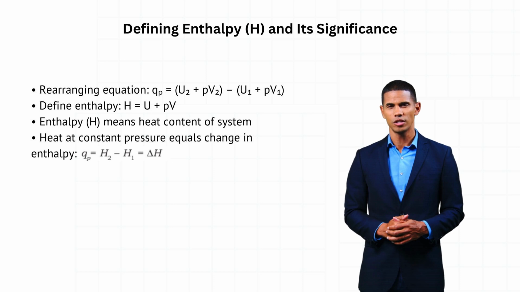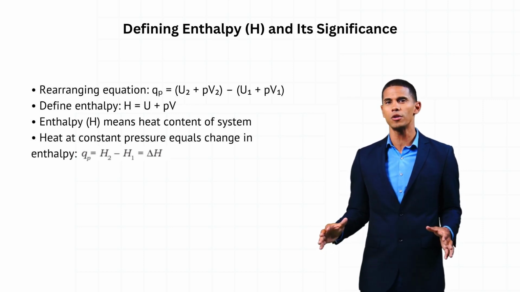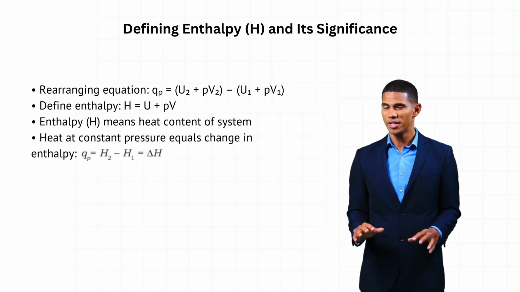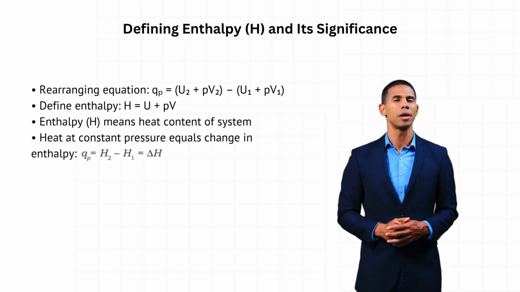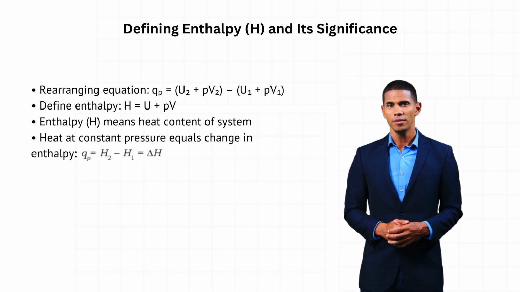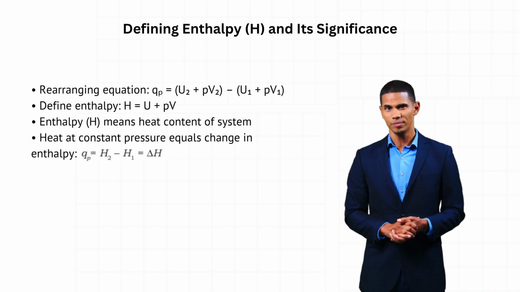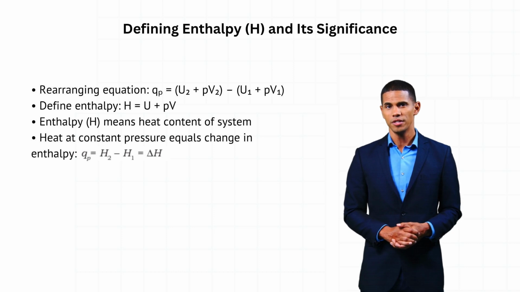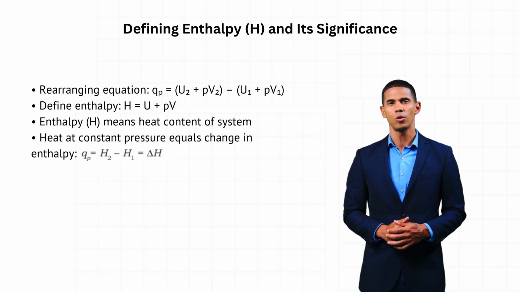This brings us to a magical relation that heat at constant pressure, Q subscript P, equals the change in enthalpy, which is H2 minus H1, or delta H. That means when pressure is constant, the heat absorbed or released perfectly reflects the change in enthalpy. Imagine you are cooking in an open pot. The heat you add changes the enthalpy of the ingredients. Now think and ask yourself, if enthalpy depends only on the state, what kind of function is it? Pause for 15 seconds and ponder over the nature of enthalpy as a state function.